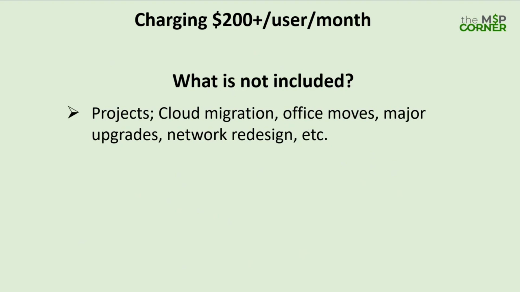No one's going to be able to come back to you and say, "Hey, we need to migrate to the cloud. We have an on-premise server." Well, your MSA is going to protect you. It's going to tell them, look, this is a maintenance and support contract. This is supporting what you have in place. If you want to migrate to the cloud, have a major upgrade, redesign your network, that is different. Those are projects.